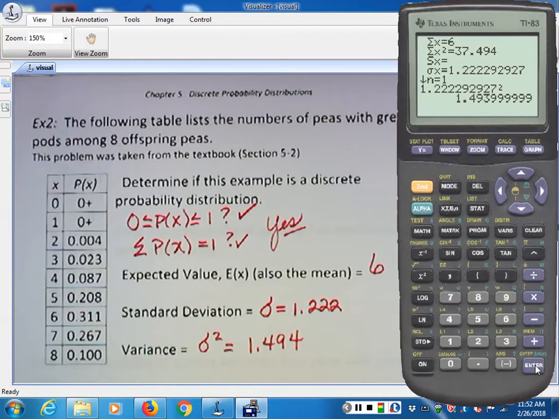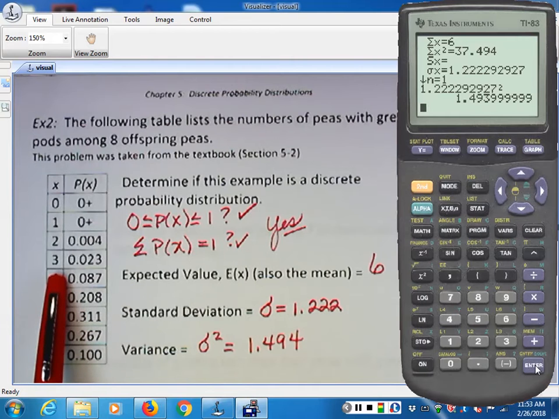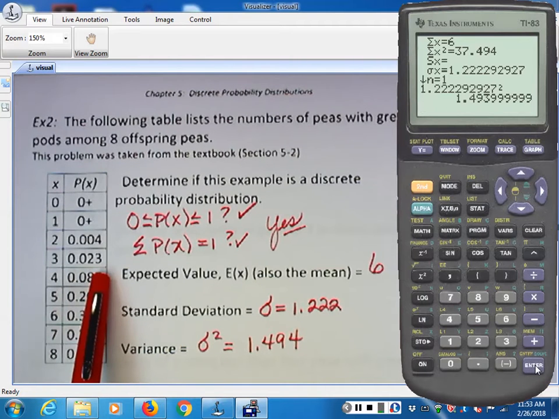Which one has, well, that is the absolute best guess. But looking at the probabilities, is it likely that you're going to have 0, 1, 2, or 3 that are green? Is it likely that all 8 of them are going to be green? Which one has the highest probability?